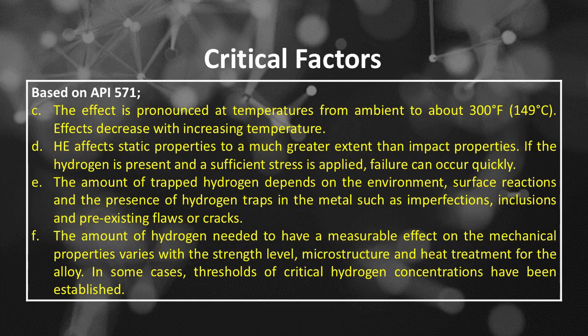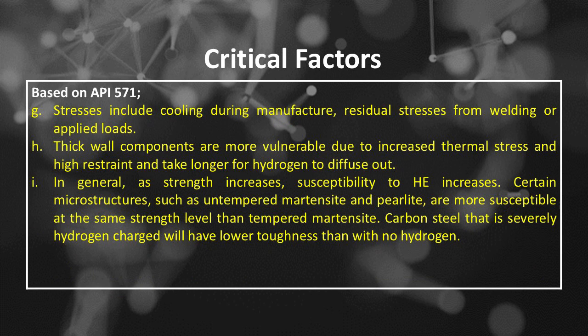Number F, the amount of hydrogen needed to have a measurable effect on the mechanical properties varies with the strength level, microstructure, and heat treatment for the alloy. In some cases, thresholds of critical hydrogen concentrations have been established. Number G, stresses include cooling during manufacture, residual stresses from welding or applied loads.